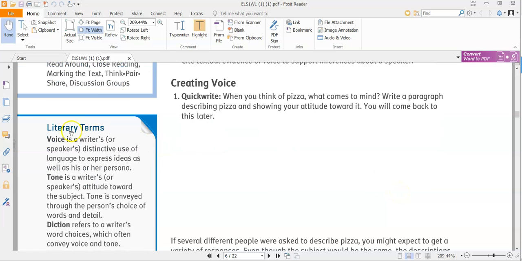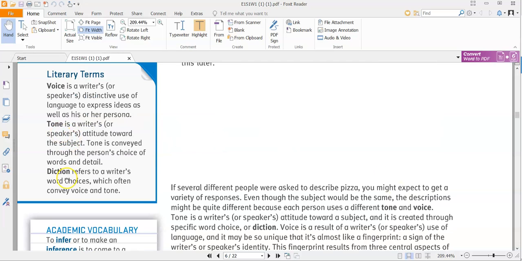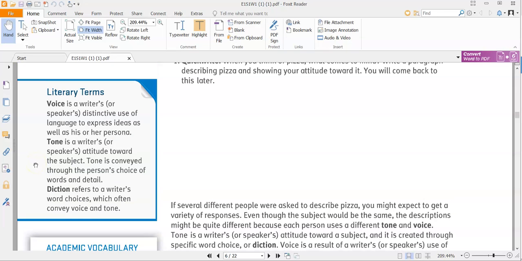On the side here, it gives the literary terms voice, tone, and diction. These things are all going to be on your exam review at the end of the semester, so they're important to pay attention to. So voice is a writer's or speaker's distinctive use of language to express ideas as well as his or her persona. So that's why it's different for each writer, because when you express yourself, you do it in a way that's unique to you based on the language that you choose to use and the way you choose to use it.